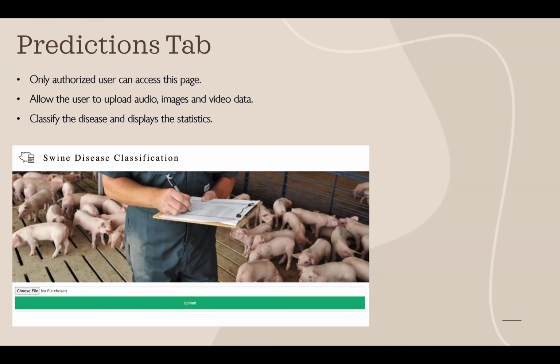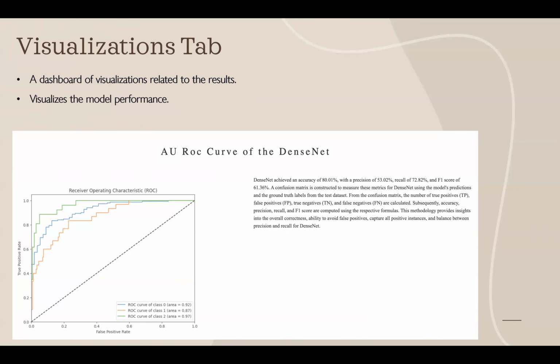Coming to the prediction tab, access to the page is restricted to authorized users only, ensuring privacy and security. Authorized users are granted the ability to upload various types of data, including audio and image. Upon upload, our system utilizes classification algorithms to identify and classify whether a disease is present in the image or audio. Subsequently, detailed statistics and insights regarding the classified disease are displayed in the visualization tab, aiding users in making informed decisions and taking appropriate action as necessary. Next slide.